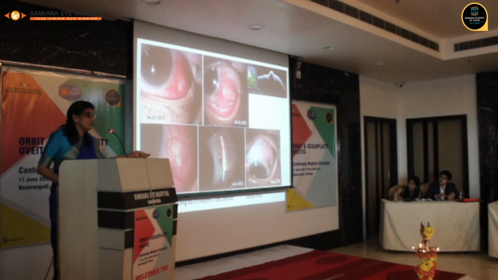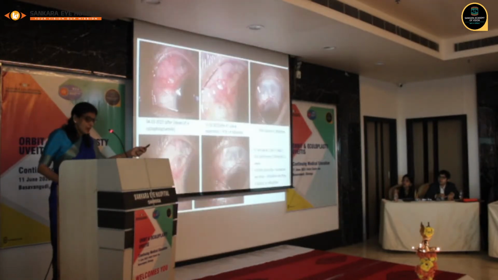Things improved initially, but each time I would reduce the steroids to 20, she would get a new patch. That's when she could not tolerate steroids anymore, and we put her on MMF. She couldn't tolerate methotrexate because she had some drug-induced reductions. So she was on MMF, and things were getting better. But each time again I would reduce the steroid, she would come back. At this point, we said, let's give her cyclophosphamide.